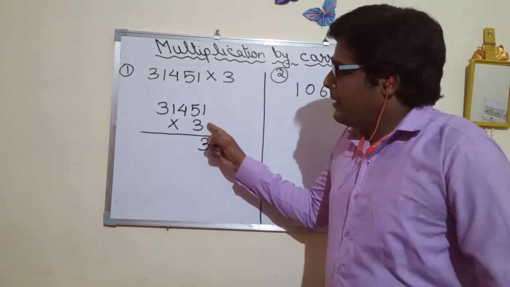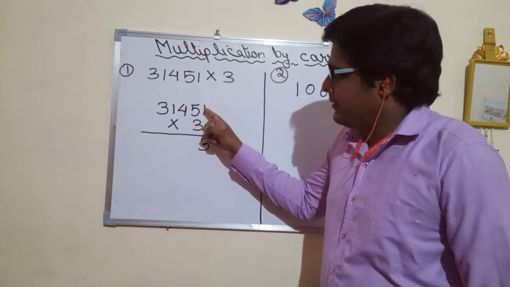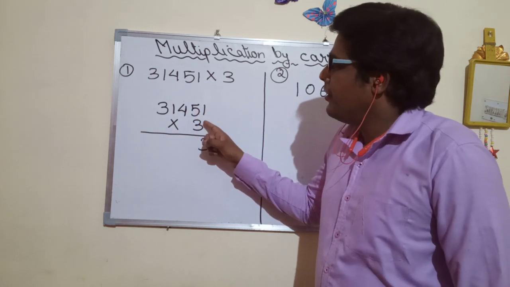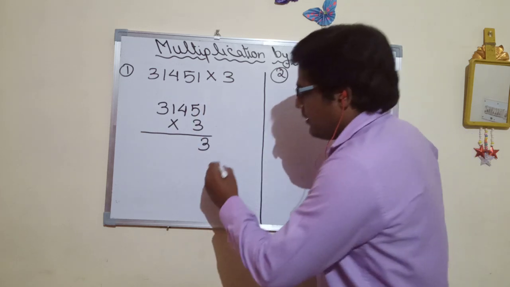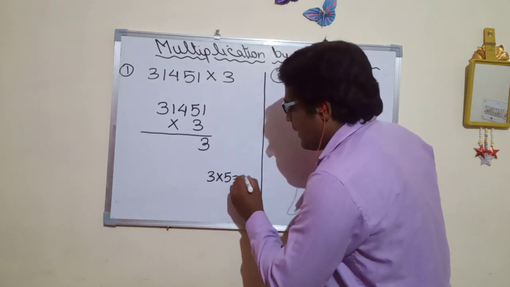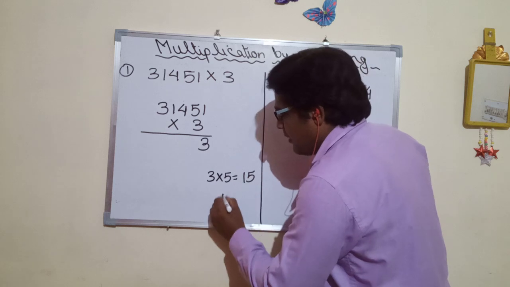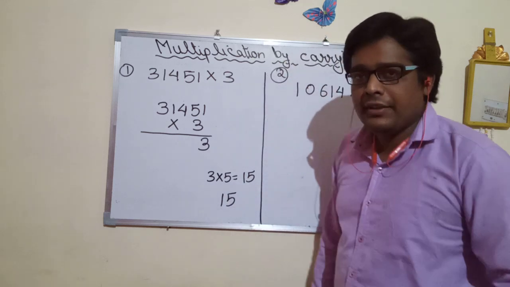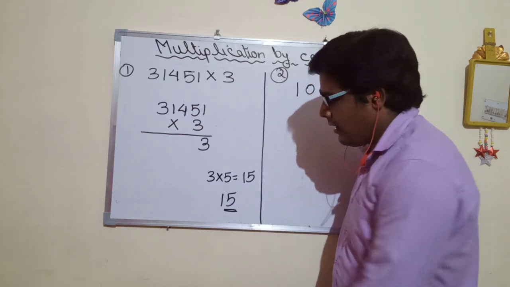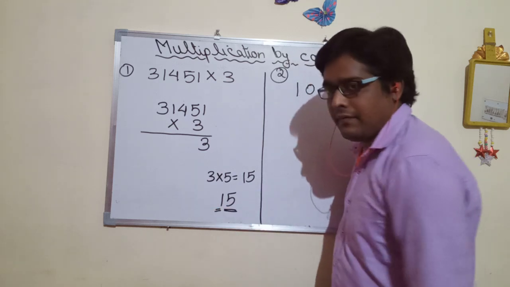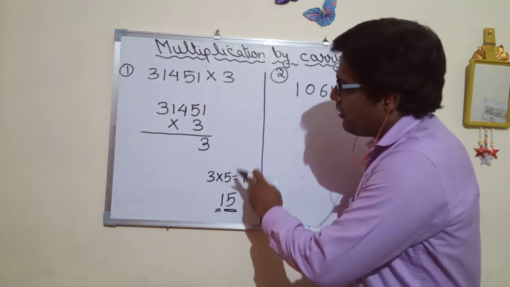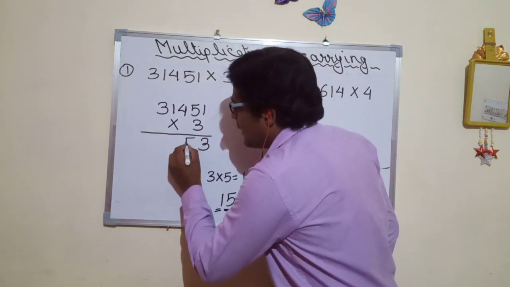Now you multiply 3 by the second number, that is the number in the tens place of the multiplicand. 3 fives are 15. Now you see that 3 fives are 15. 15 is having 2 digits. In ones place we are having 5 and in tens place we are having 1. The number which is in ones place will be written over here, that is 5.